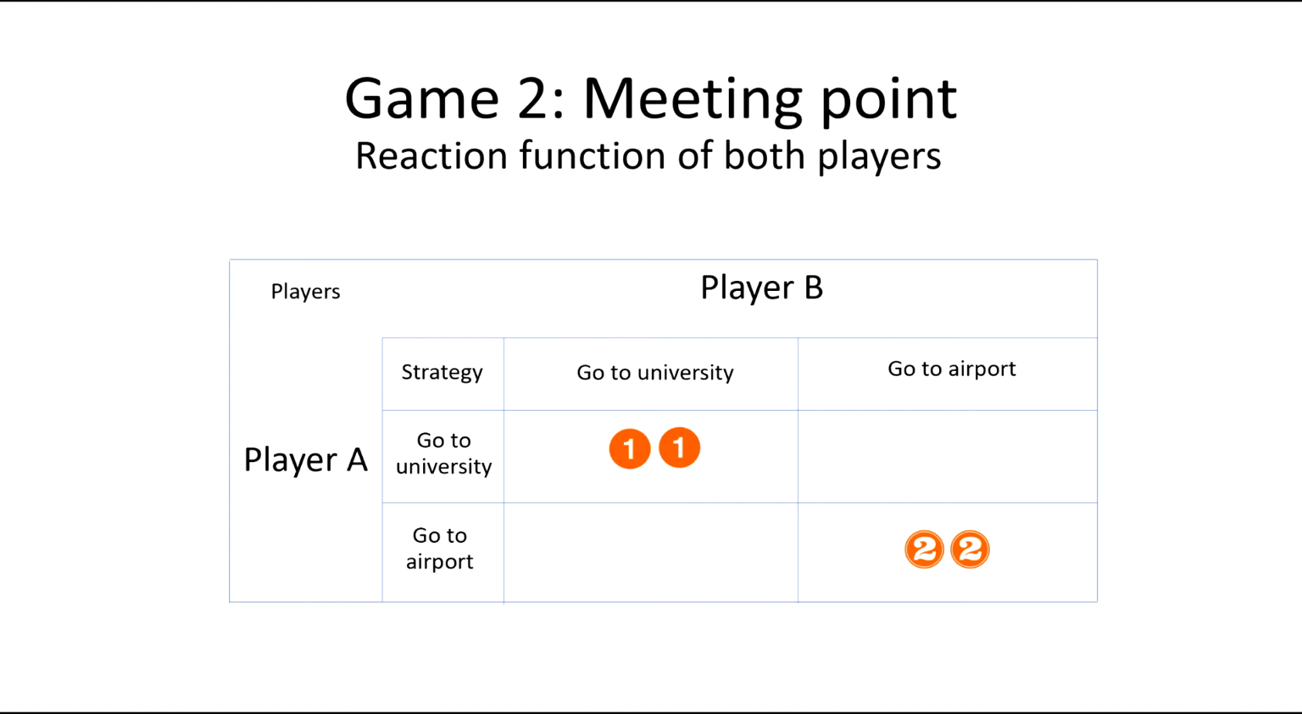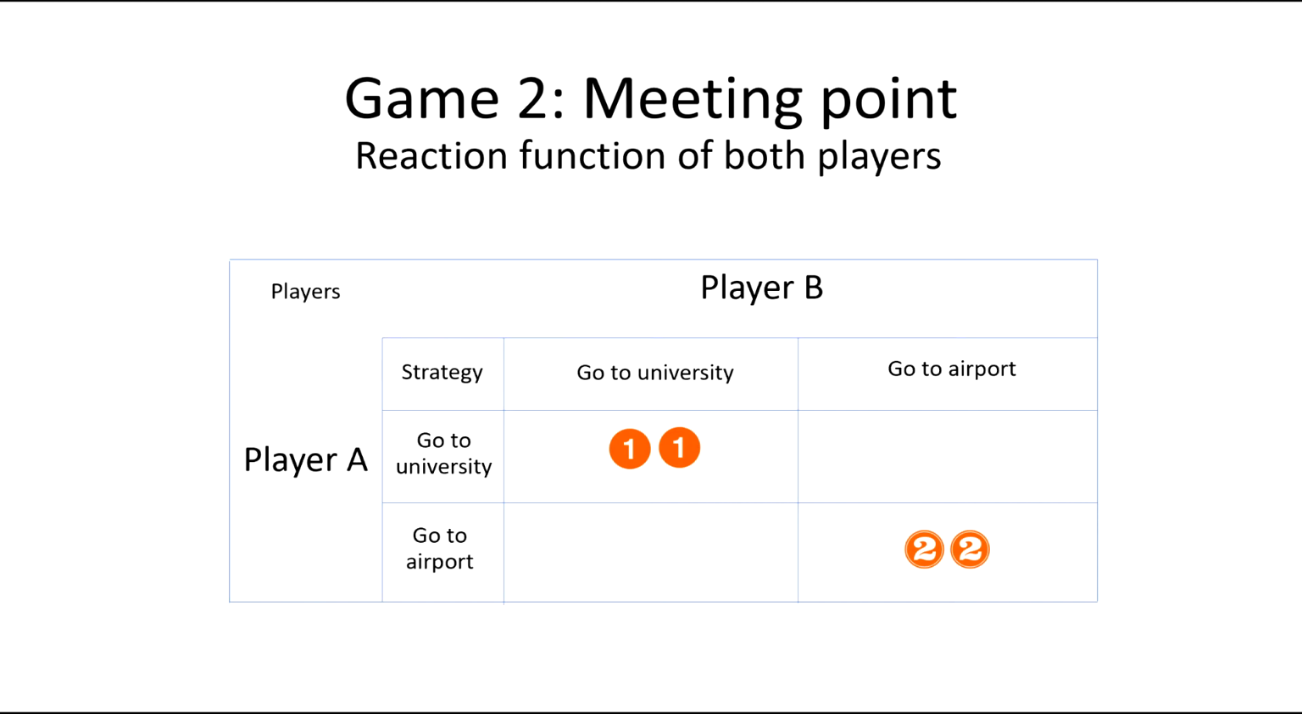So you see that going to university and going to university, we have number 1 and number 1 staying close to each other, together in that cell. So this is the Nash equilibrium. And you see that number 2 is with number 2 in the cell indicating going to the airport and going to the airport. So this is the second Nash equilibrium. This is the situation which has two Nash equilibriums.